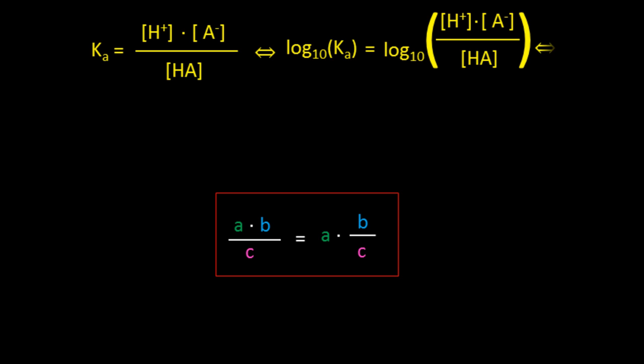So this is equivalent to log to base 10 of Ka, that is equal to log to base 10 of this, so log to base 10 of the hydrogen cation concentration multiplied by this division of the concentration of the conjugate base divided by the concentration of the weak acid.